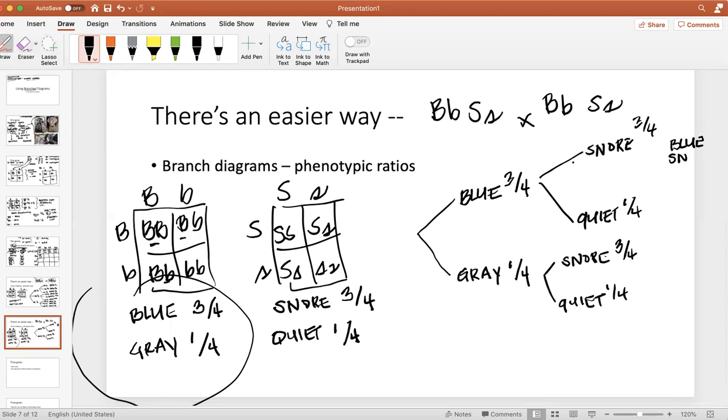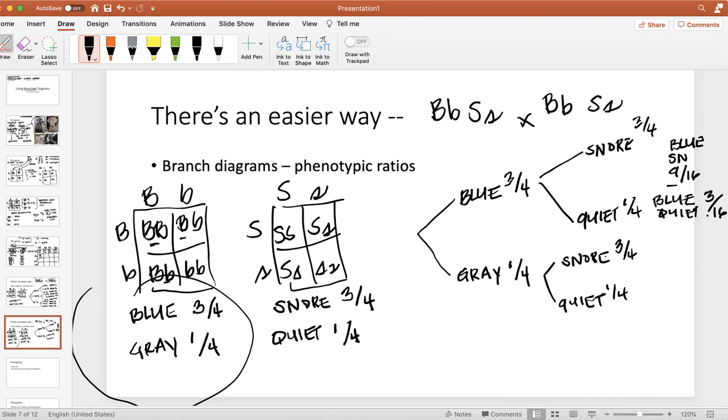Okay, so I'm going to multiply this times this. This works out to be 9 out of 16. Okay. You could also be a blue quiet wine. So I'm going to put blue quiet. And that works out to be 3 out of 16. Hopefully you see how I get this. Blue snore, 3 times 3 is 9, 4 times 4 is 16. Blue quiet, which is this guy, blue quiet. 3 times 1 is 3, 4 times 4 is 16.